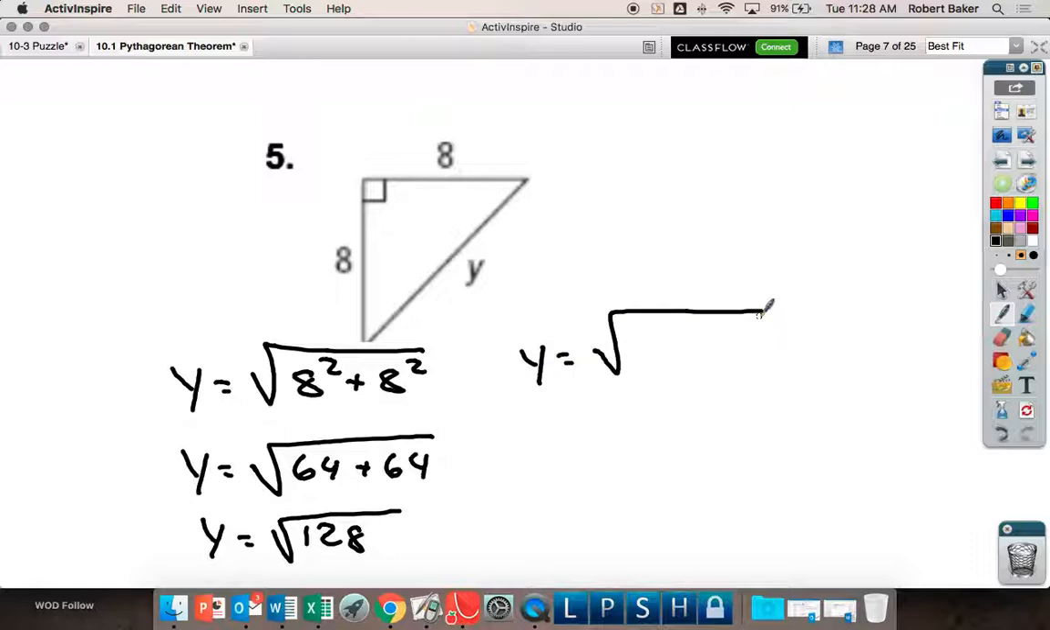Hey, how many 64s do we have? We have 2 64s. So how do I write that? That's a great question. 2 times 64 is the same thing as 64 plus 64. What is the square root of 64? 8.